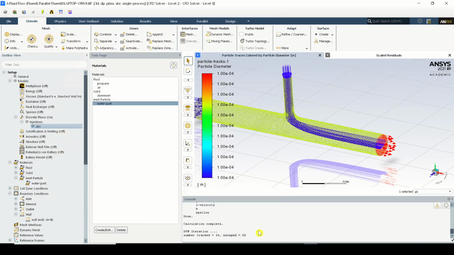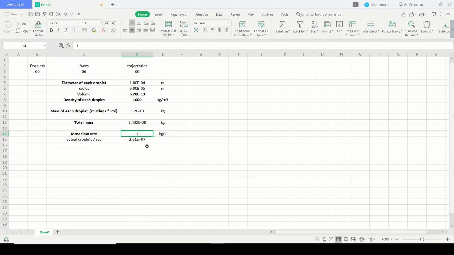Okay, so if you want to calculate the actual droplets per second, what we have to do is simply divide 1 kg per second by the total mass. That will be the actual droplets per second, right? So this is a simple calculation which I thought to tell you. So the mass transported is that of all the droplets in that stream. Okay, and that is 2.9e power 7 droplets per second, right?